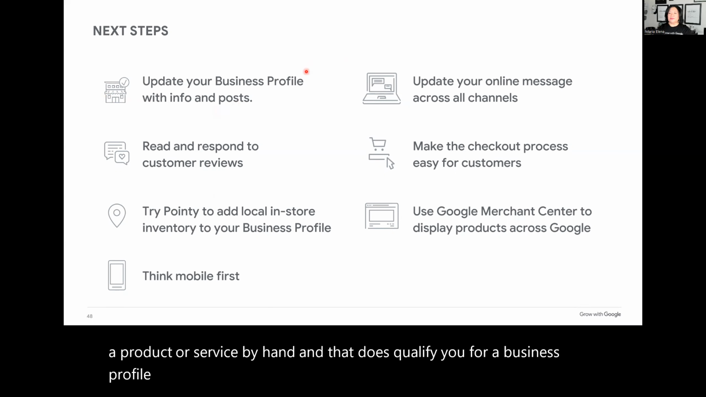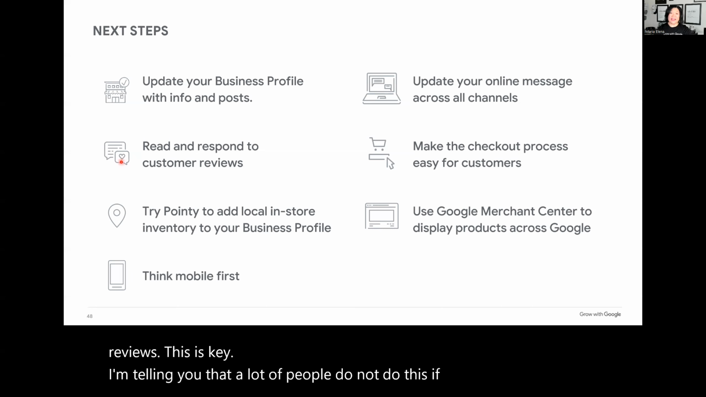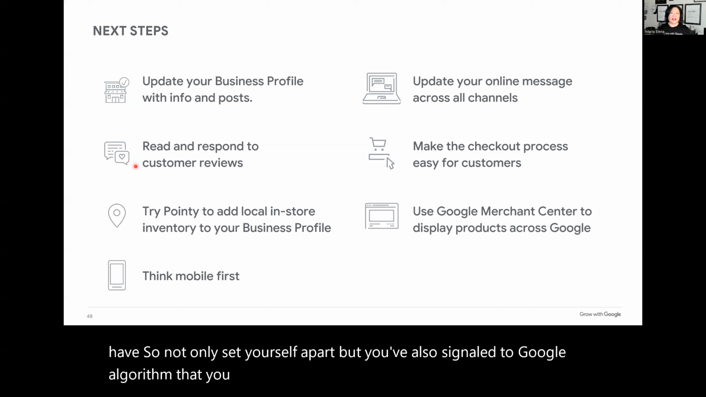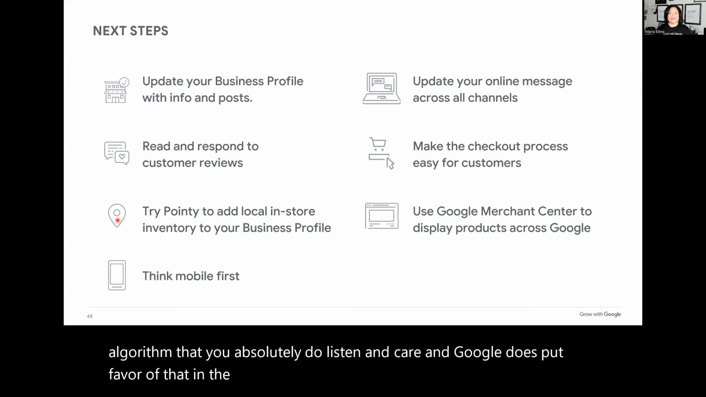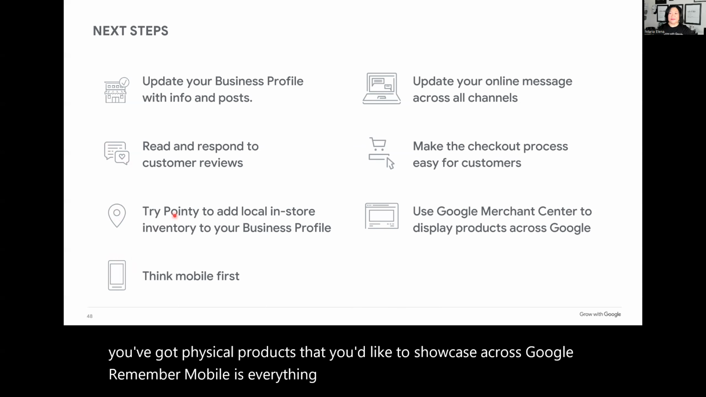All right. Also, update or read and respond to your customer reviews. This is key. I'm telling you that a lot of people do not do this. If you do this, you really have not only set yourself apart, but you've also signaled to the Google algorithm that you absolutely do listen and care, and Google does put favor of that in the algorithm. Try Pointy if you've got a physical location or you've got physical products that you'd like to showcase across Google. Remember, mobile is everything. Every decision needs to be about mobile.